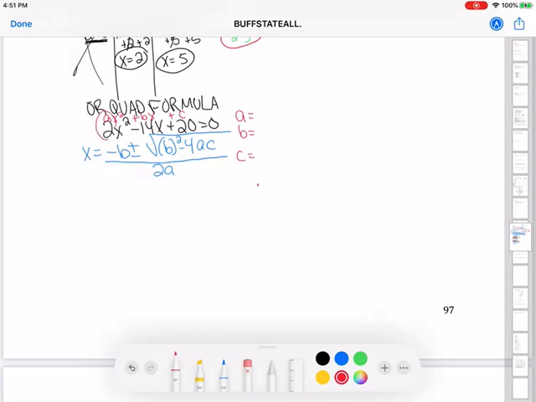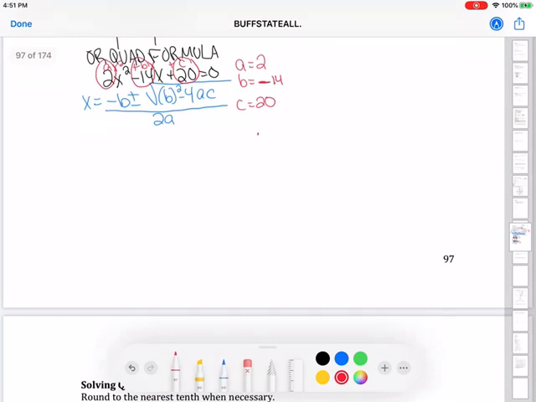Okay, so look, a is the number in front of x squared, so a is simply 2. It's not 2x squared, it's just the number in front of it. Okay, b is the number in front of the x, which in this case is a negative 14. And then c is the number by itself, which in this case is a 20.